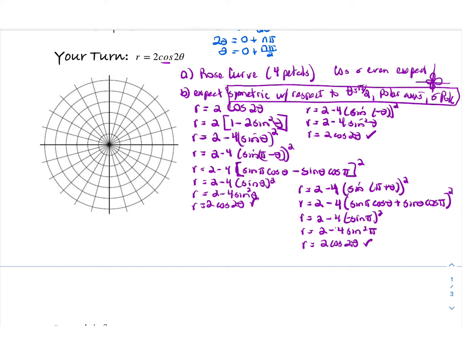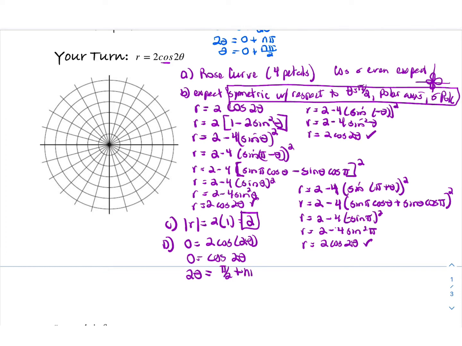Okay, next I'm going to figure out my maximum value of r. To find my maximum value of r, I'm just going to replace cosine of 2 theta with 1, and I end up with 2. So the maximum radius is 2. Now I need to find my zeros. So I set my equation equal to 0. Dividing by 2 gives us 0 equals cosine of 2 theta. So an angle whose cosine is equal to 0 would be pi over 2 plus n pi. Dividing everything by 2, I get theta equals pi over 4 plus n pi over 2.